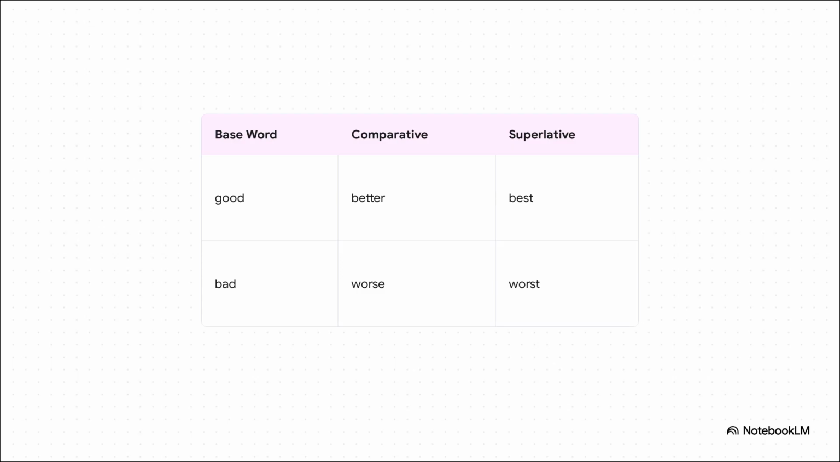Here they are, the 2 biggest, most important rule breakers you need to know: good and bad. We never ever say gooder, it's always better. And we definitely don't say baddest, we say worst. If you just burn these 2 sets into your brain, good, better, best, and bad, worse, worst, you are going to sound so much more natural.